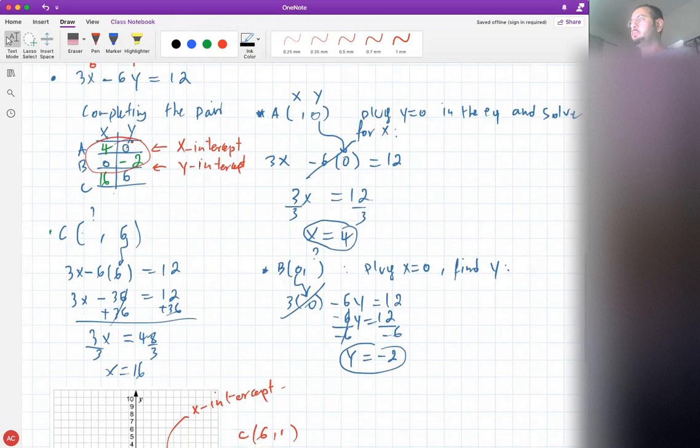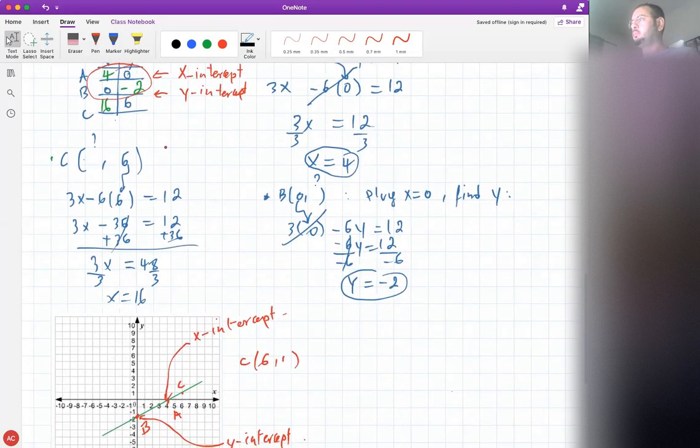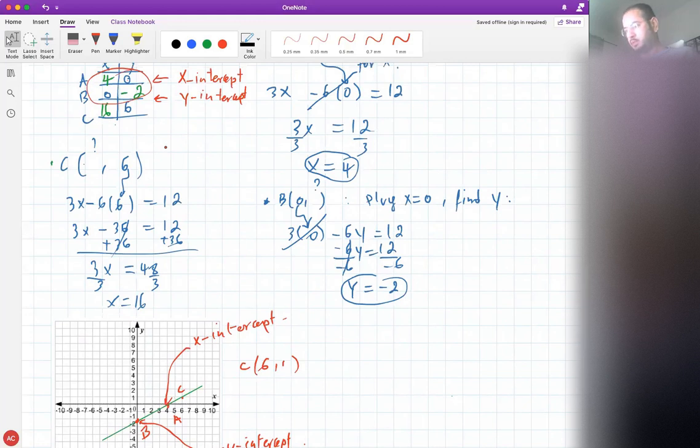Okay, everybody, does that make sense about the intercepts? Yes, everybody? Yes. Okay. Everybody else, please let me know if you have any questions about this. We may do another one.